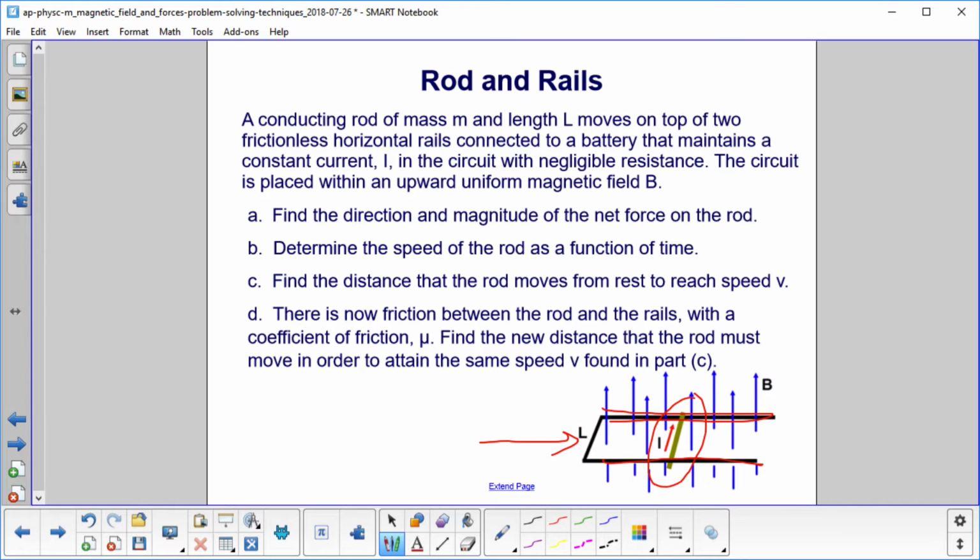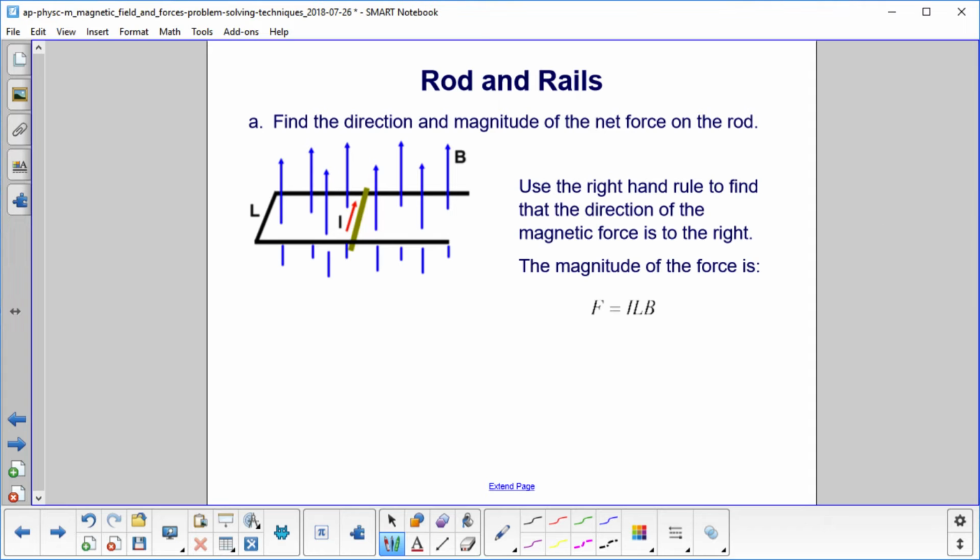Find the direction and magnitude of the net force on the rod. Determine the speed of the rod as a function of time. Find the distance that the rod moves from rest to reach a speed v. Now we have friction between the rod and the rails with the coefficient of friction mu. Find the new distance that the rod must move in order to attain the same speed v found in part C.